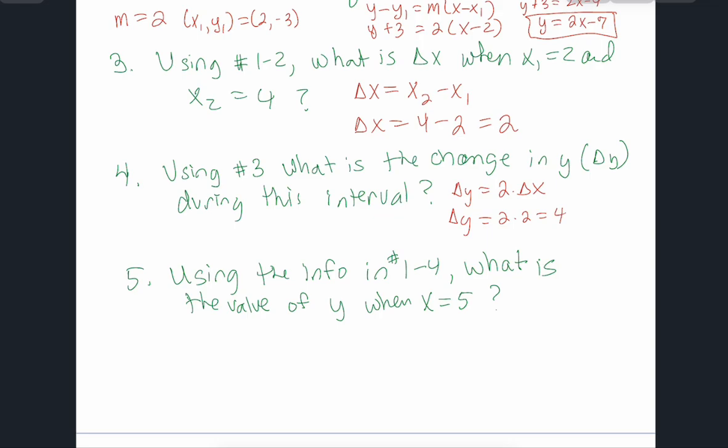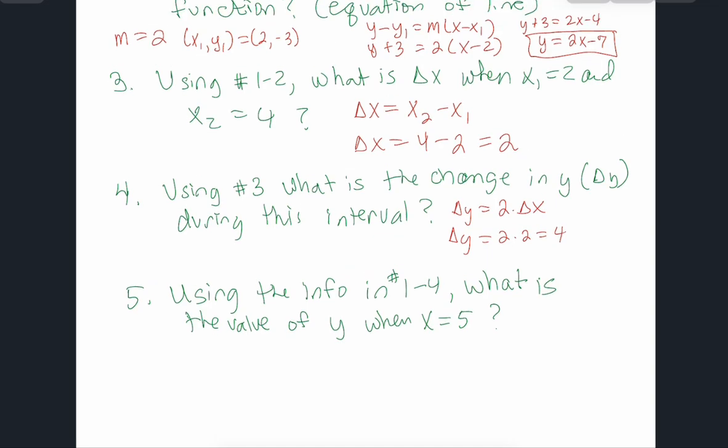Finally, we move on to number 5. Using the information from 1 through 4, what is the value of y when x is 5? In problem number 2, we found a formula, the equation of the line, y equals 2x minus 7. That allows us to find any y value given a certain x value. That's what that formula does. It lets us find the point. So all we got to do is plug in 5. We found the formula, plug it in. So we get y equals 10, 2 times 5 is 10, minus 7, or 3.